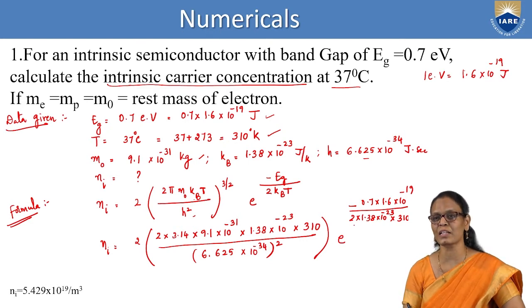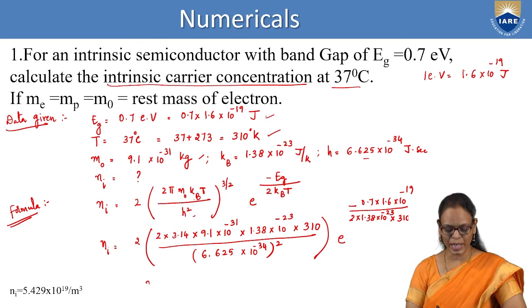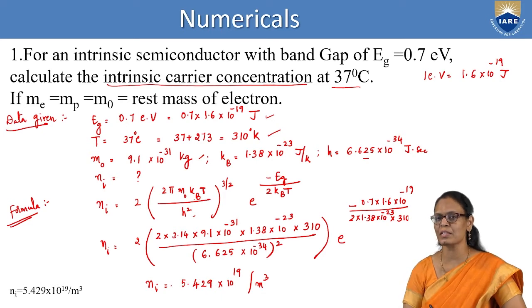Now we are going to simplify this. First you can simplify the exponential term. You can use your calculator to simplify and then multiply it with this. So we get the value of Ni as 5.429 into 10 power 19 per meter cube. Intrinsic carrier concentration here means the charge carrier density. The number of charge carriers per unit volume is 5.429 into 10 power 19 per meter cube, expressed per unit volume.